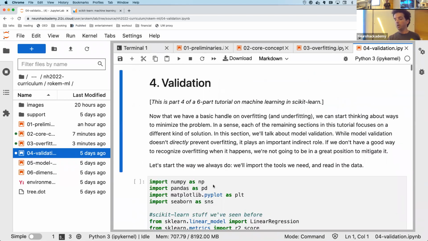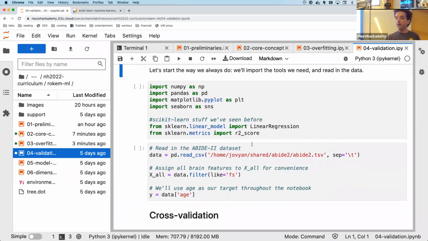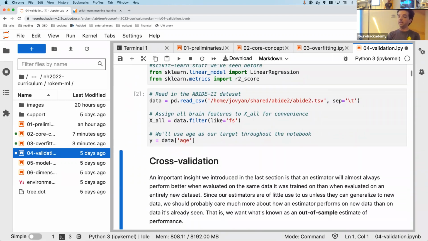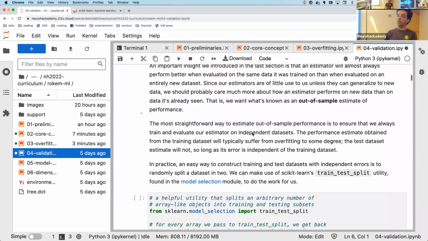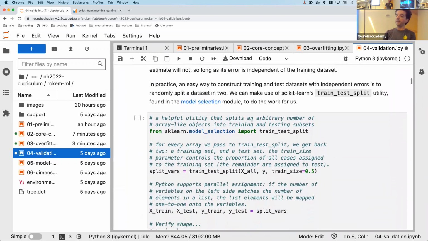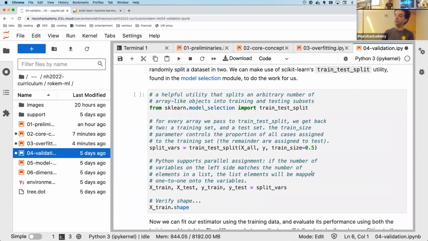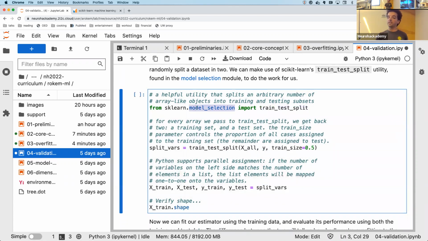Let me go back to the top here. Okay, so we're going to get the data, all the age and these features, and now we're going to try to apply this idea of splitting up the data, training on some of the data and testing on some of the data. Scikit-Learn has a function, train_test_split, from the model_selection submodule that does exactly that.